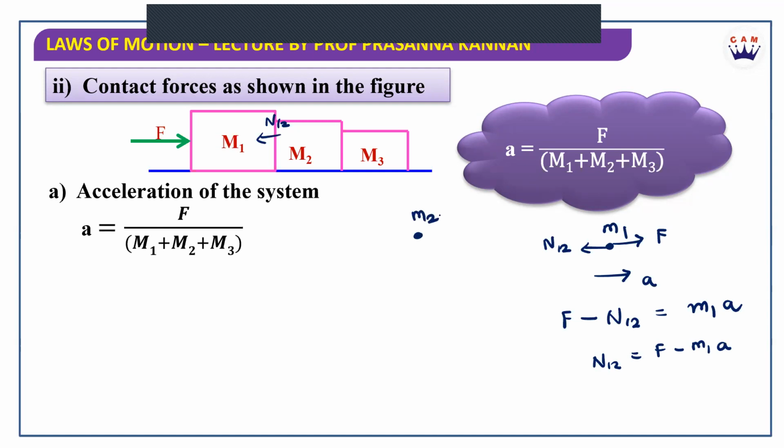For M2, tell me, what are the forces? Does M2 experience F or not? No, it won't experience F. F will be experienced by whom? M1 only. The impact of that is seen through N12. So what will M2 experience? N21. And what will it be opposed by? N23. Correct? Okay, let me write it down.